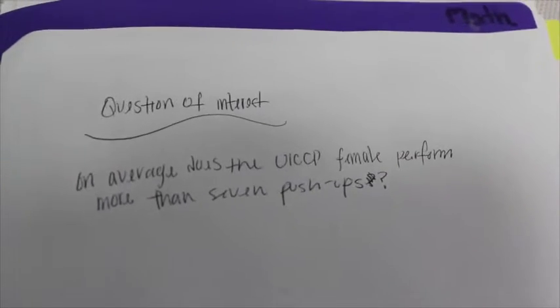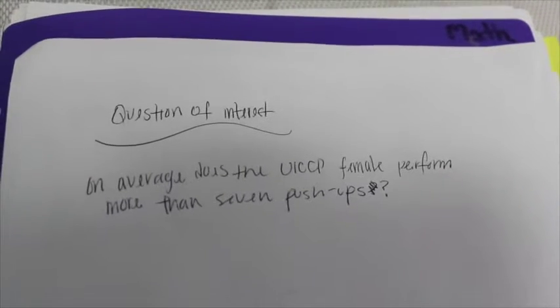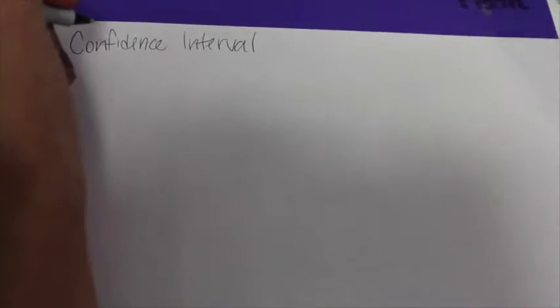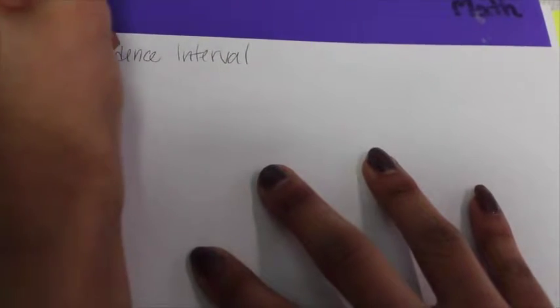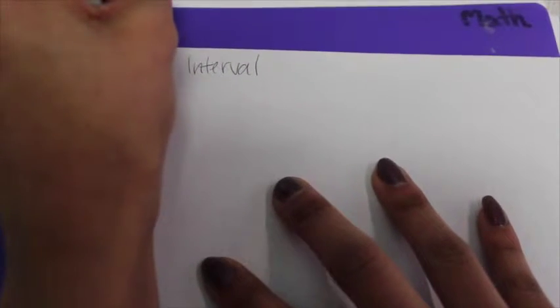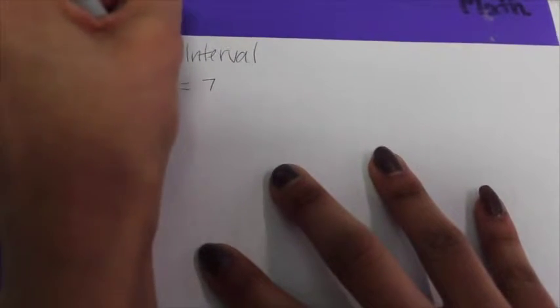So our question of interest was, on average, does the UICCP female perform more than 7 push-ups? So we're going to create a confidence interval at 95%. So we're going to start with our hypotheses. So it'll be H0, and then mean is equal to 7, and alternative would be the mean is greater than 7.